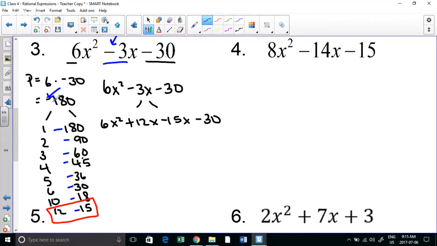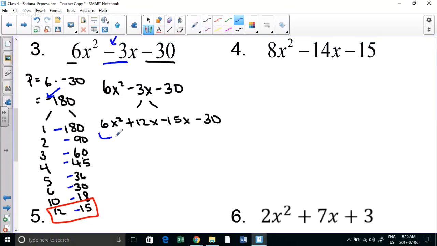So here we have the product of negative 180. So we have negative, some negative. Someone's not muted. Thank you. So the bigger factor is negative, 12 and negative 15 works, so that's how I split.